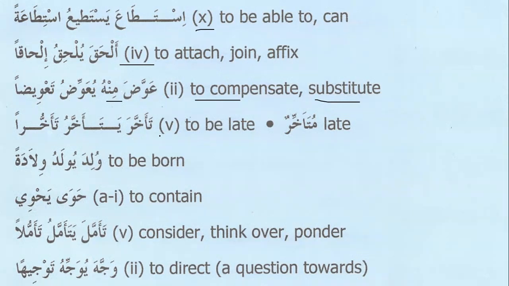And this is a verb from number 5. How will you remember this? The past tense has 5 letters: ta, hamza, kha twice, and then ra. So this is number 5, to be late. And mutaakhirun is ismul fa'il, the person who comes late.